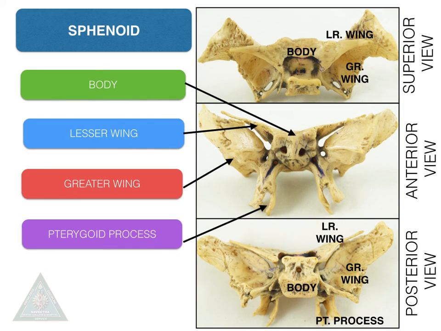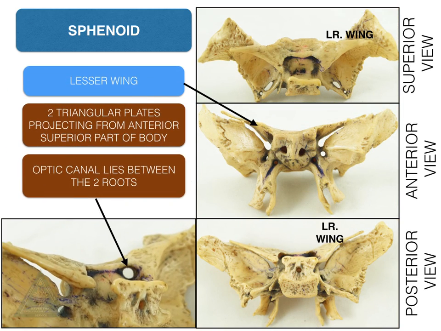Moving on to the lesser wing of sphenoid. The lesser wing is formed by 2 triangular plates projecting from the anterior superior part of the body. In between the 2 roots, which are attached to the body, we have the optic canal. The optic canal transmits your ophthalmic artery and the optic nerve.